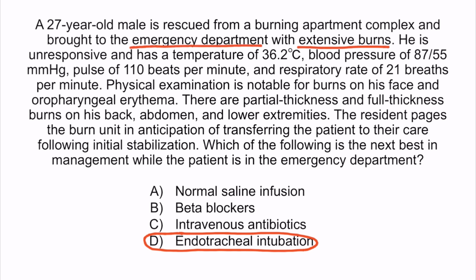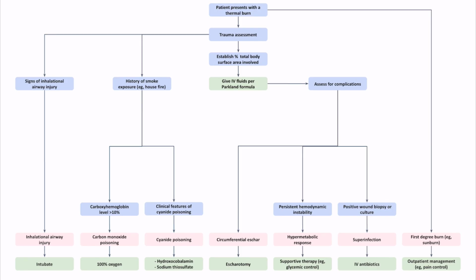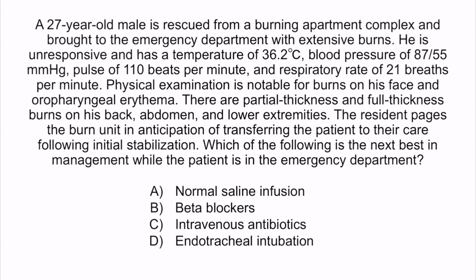He's hemodynamically unstable, and a physical examination reveals extensive burn injuries. Importantly, he has burns on his face, along with oropharyngeal erythema. Recall from this slide that signs of oropharyngeal inflammation and facial burns are findings that are strongly suggestive of inhalational airway injury. Recall from this lecture's algorithm that during the trauma assessment of a patient with thermal burn injuries, identification of signs of inhalational airway injury should prompt urgent intubation because these patients are at a high risk of developing airway edema and subsequent obstruction. This is why option D, endotracheal intubation, is the correct answer.